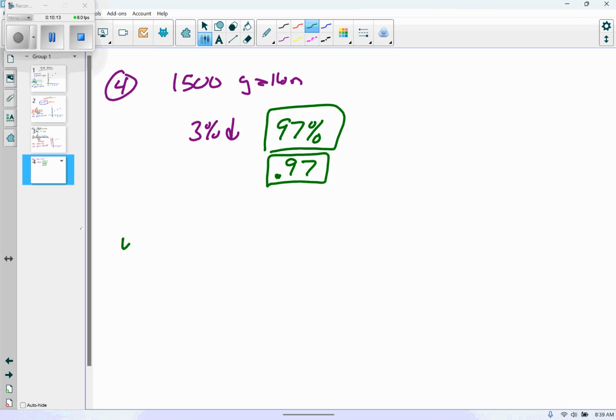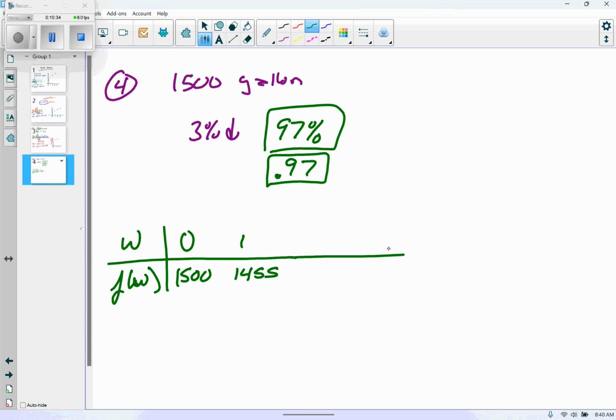So if I did my water and F at W, okay, so at 0, there was 1,500 gallons, and then I'm going to go from there. Okay, we're going to have 97% of our water each minute. So I'm going to multiply by 0.97. So at the first minute, I have this many gallons. Second minute, I'm going to have this much. Third minute, I'm going to get 1369.0. Okay, and that's our gallons.